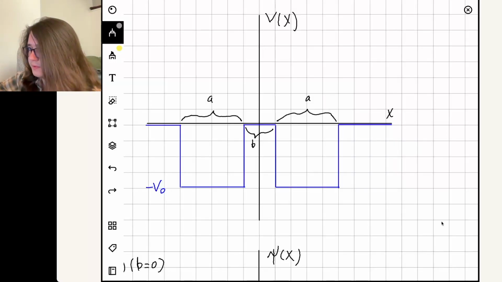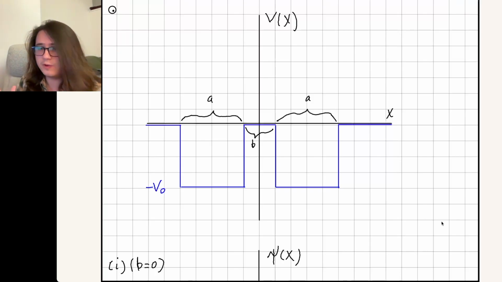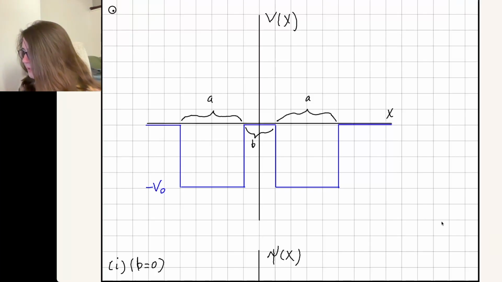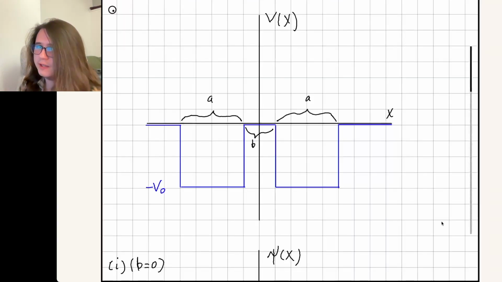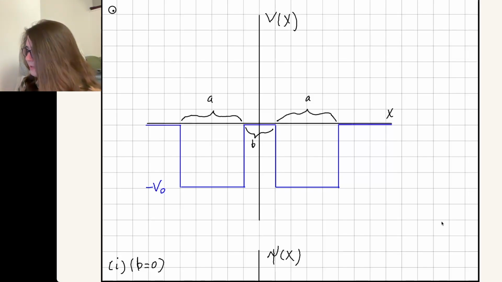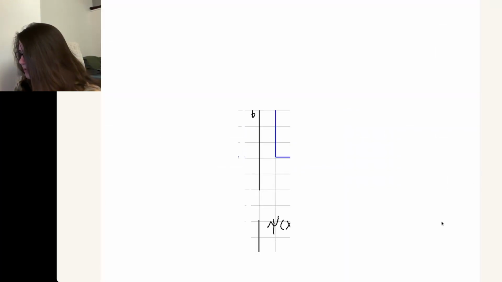Alright, here's the situation. We have a potential that's kind of just two finite square wells right next to each other. They both have length A and separation between them B. And we're going to talk about what the wave functions look like without doing any calculations, because Griffiths says no calculations in this one.